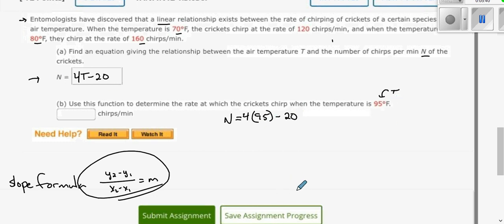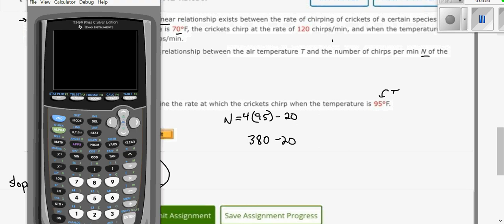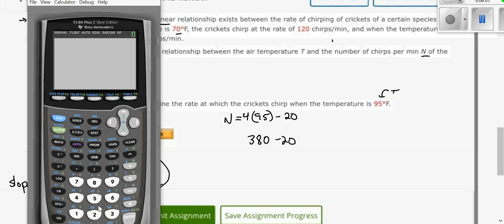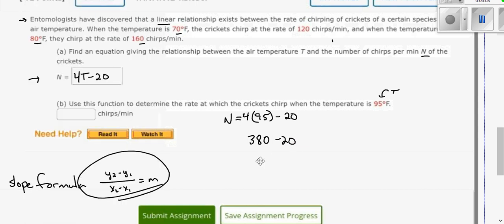4 times 95 would be, oh gosh, what is that going to be? 190, 380 minus 20. I did that in my head. I don't know if that's right. 380 minus 20. Okay, I got to check it. I'm sorry. Turn my calculator on here. 4 times 95. 4 times 95 is 380. Oh, good, I did it. 380 minus 20 is 360. So it should be 360.